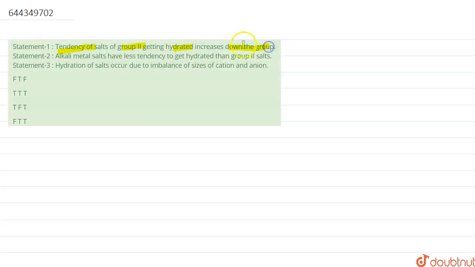Hello everyone, our question is: statement first is the tendency of salts of group second getting hydrated increases down the group. Statement second is alkali metal salts have less tendency to get hydrated than group second salts. Statement third is hydration of salts occurs due to imbalance in size of cation and anion. And here are the options. We have to tell which statement is true and which is false. So here is the solution.